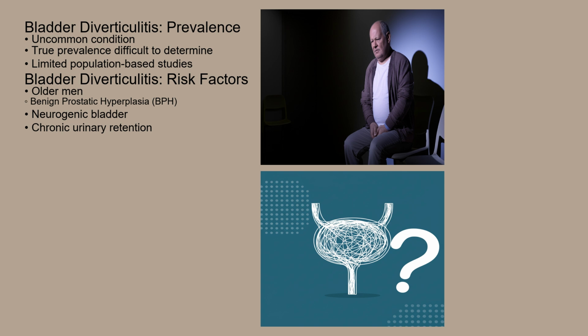Bladder diverticulitis isn't extremely common, but its true prevalence is hard to determine. It tends to be seen more often in older men, particularly those with BPH. It's also more prevalent in individuals with neurogenic bladder or other conditions causing chronic urinary retention. Population-based studies on the exact incidence are limited, making it difficult to pinpoint precise numbers, but risk does increase with age and the presence of the predisposing factors we just mentioned.